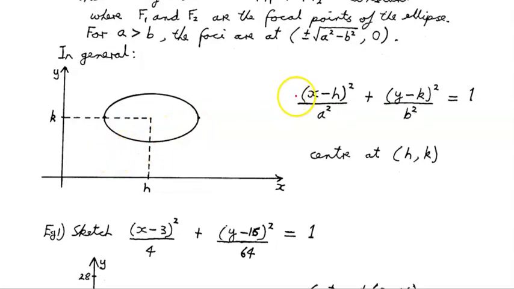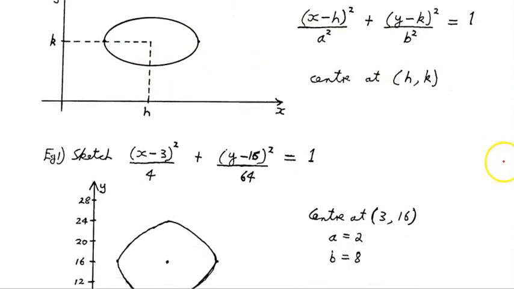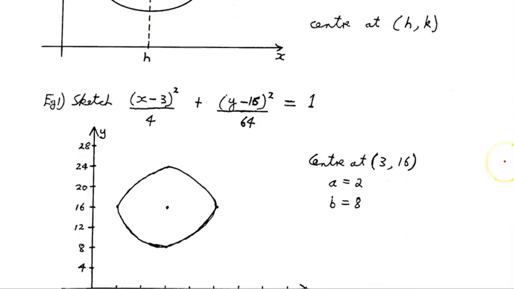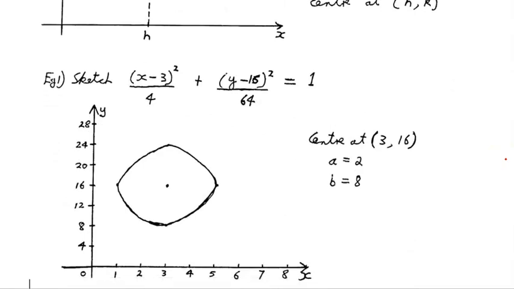Okay, so knowing that, it can be quite easy to sketch an ellipse. Even if my sketch looks awkward here, you get the idea that the centre is going to be at 3, 16. Okay, x is 3, y is 16. A is 2 because you've got a squared. B is 8 because you've got b squared there.